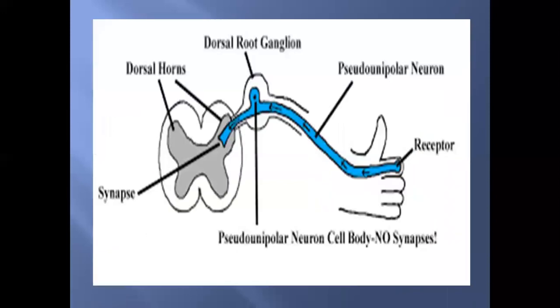As you see in this diagram, this is the dorsal root ganglion. This is the neuron which lies within the dorsal root ganglion. It has a short process which divides into two processes. This is the central process, and this one is the peripheral process.